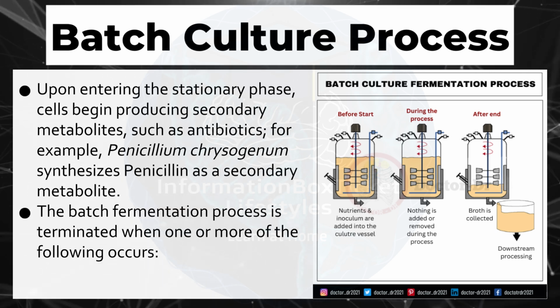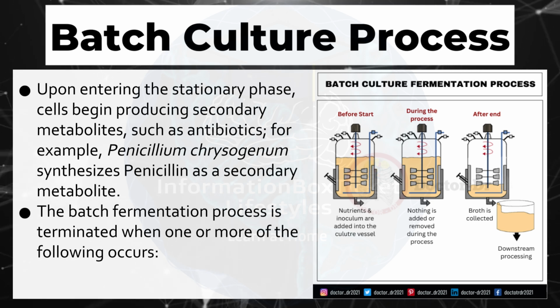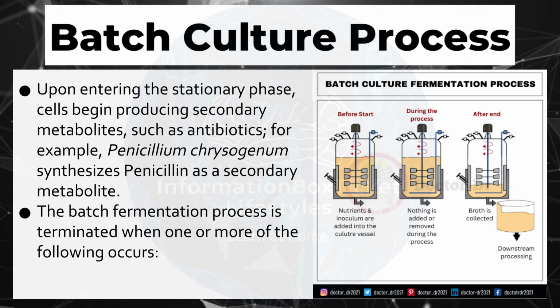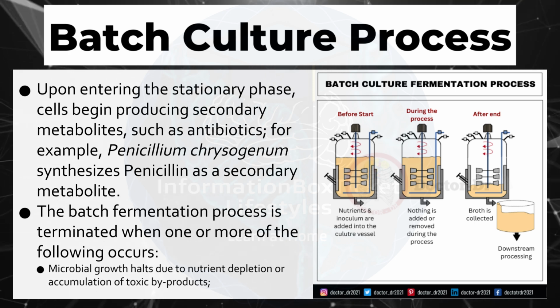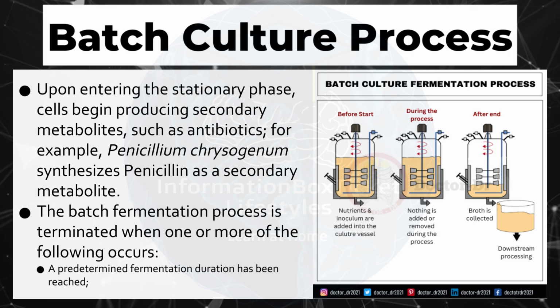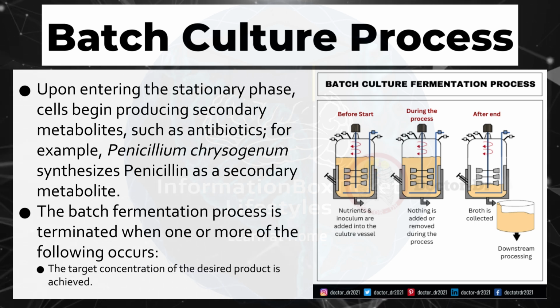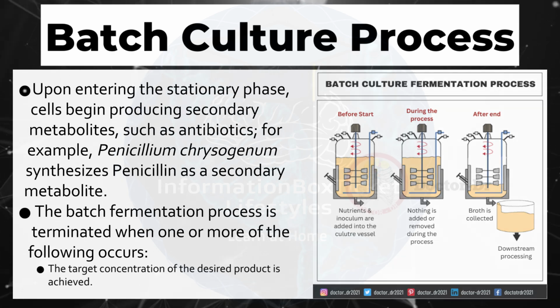The batch fermentation process is terminated when one or more of the following occurs. Microbial growth halts due to nutrient depletion or accumulation of toxic byproducts. A predetermined fermentation duration has been reached. The target concentration of the desired product is achieved.